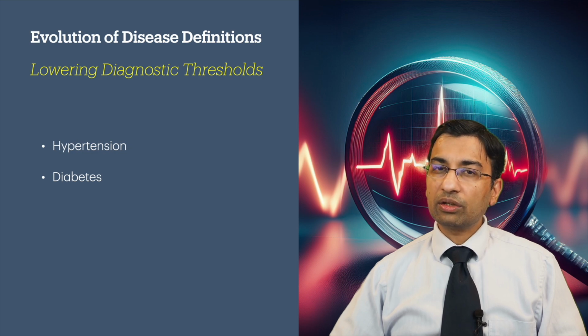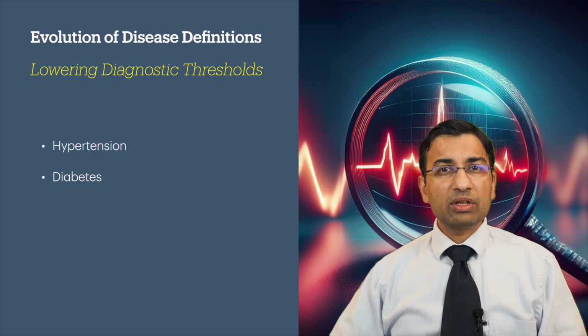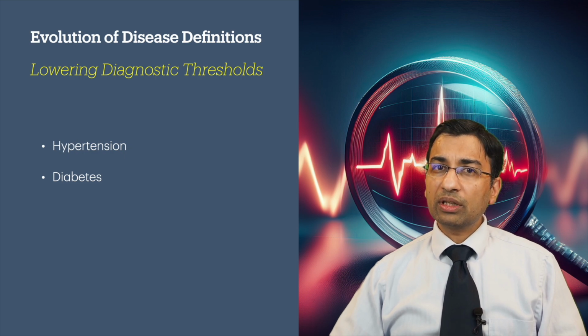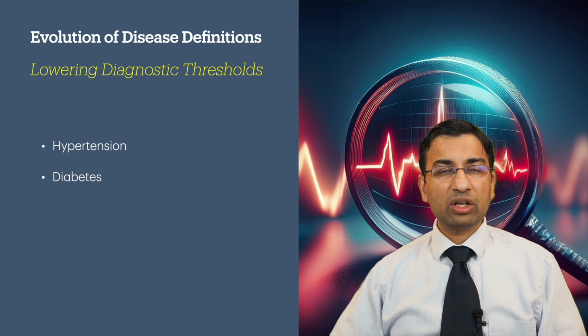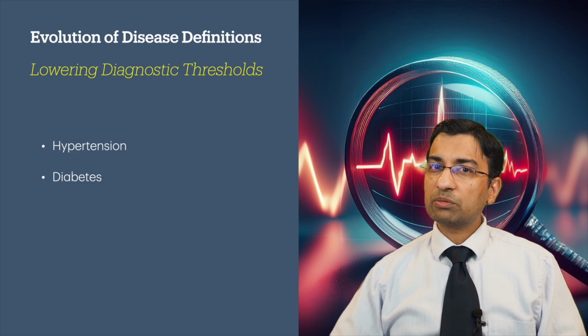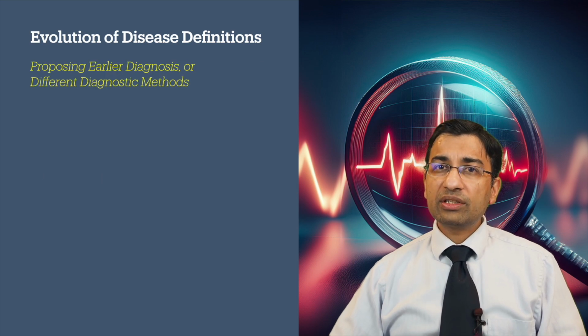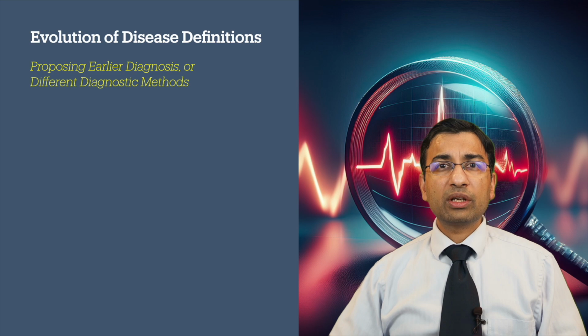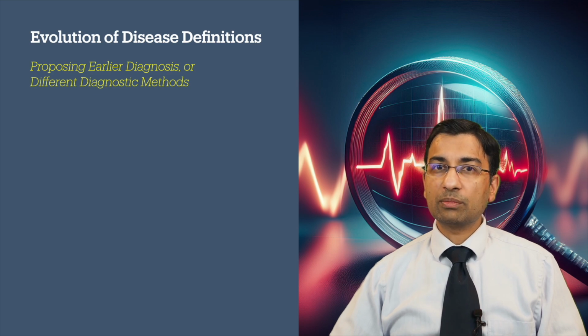However, there's some irony here. Both pre-disease categories and lower thresholds are meant to reduce future health problems, but they also blur the line between normal and disease. This has sparked debates, especially around conditions like prediabetes, with some experts questioning whether it's even a legitimate disease. The third way disease definitions evolve is by diagnosing conditions earlier in the biologic pathway or using new diagnostic tools. The idea is to catch diseases sooner to reduce future symptoms or disability.